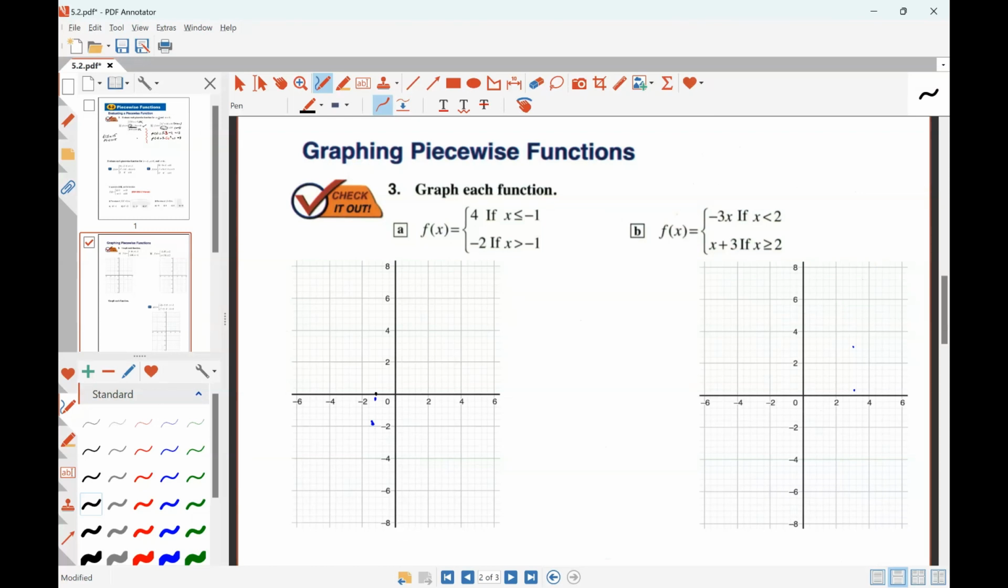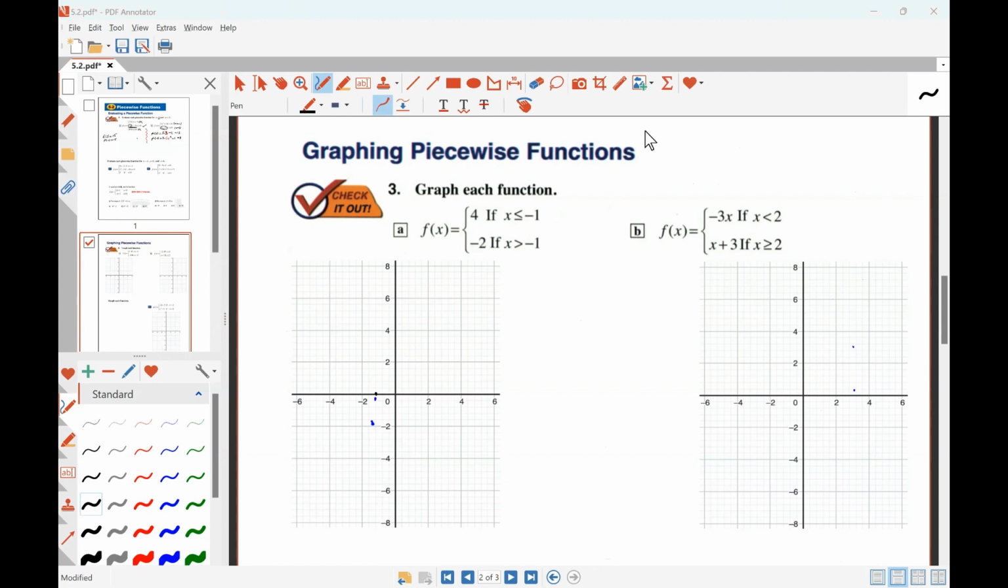Hello guys, in this video I will be explaining how to graph piecewise functions. Let's take a look at the first function. The first function is composed of two constant pieces that will be represented by horizontal lines.